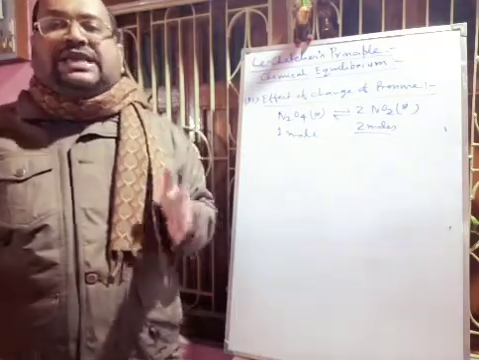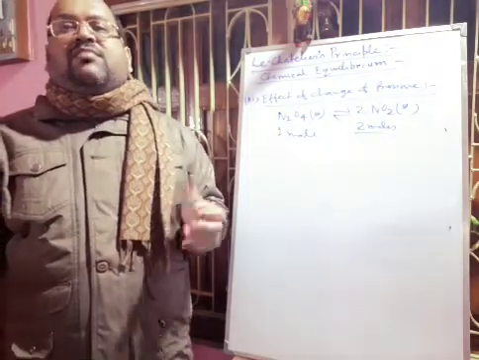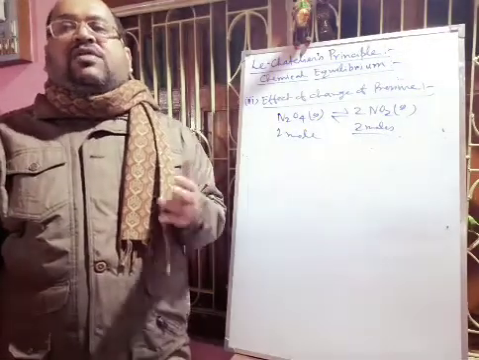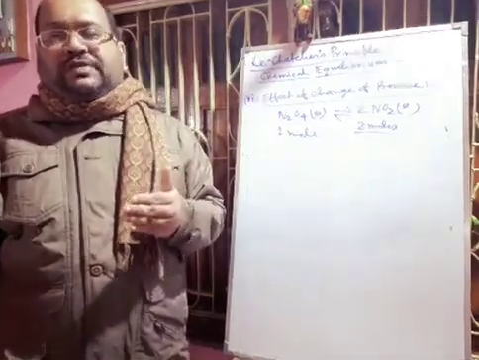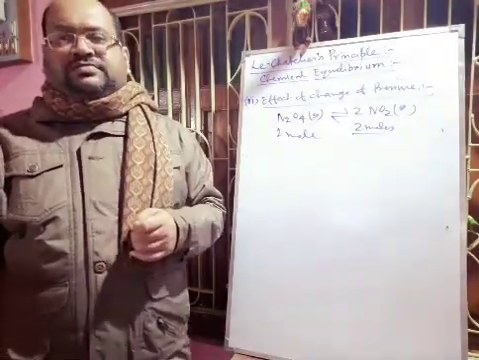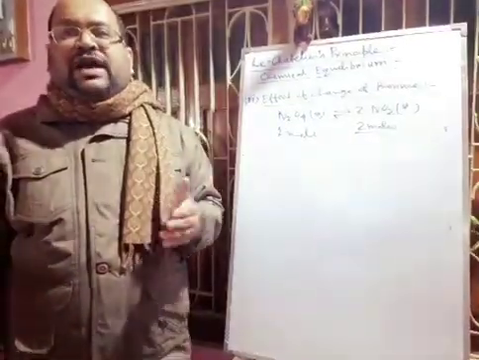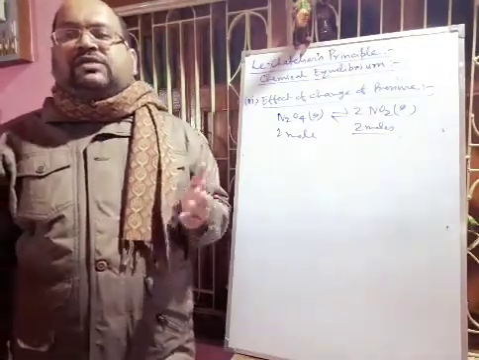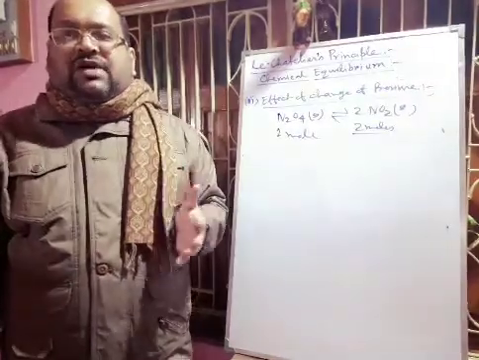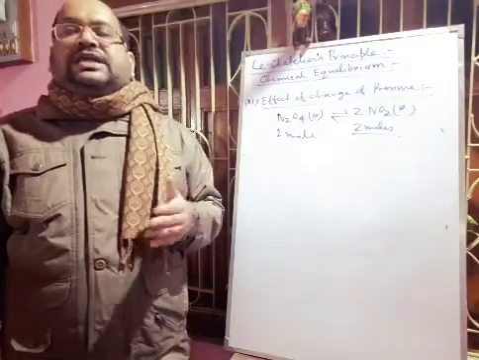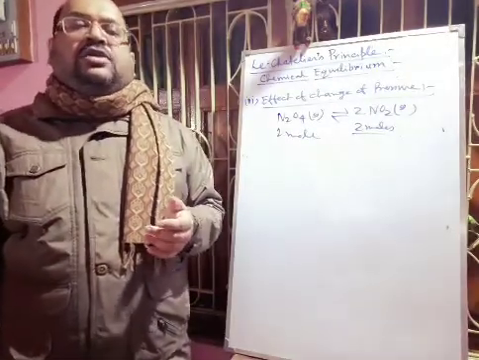Since the backward reaction takes place with a decrease in the number of moles, an increase in pressure will favor the combination of NO2 molecules to produce N2O4. Conversely, if the pressure on the system is decreased, the equilibrium will shift in the forward direction, which is accompanied by an increase in the total number of moles. In other words, a decrease in pressure favors the dissociation of N2O4 into NO2.